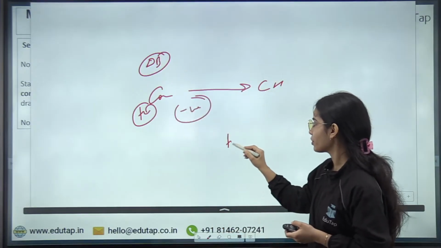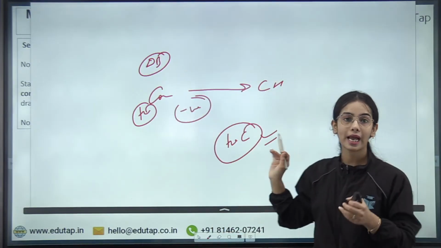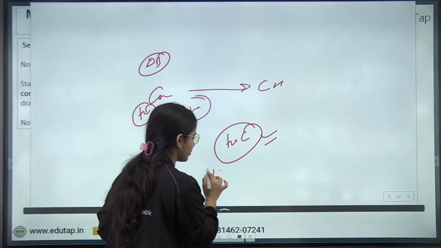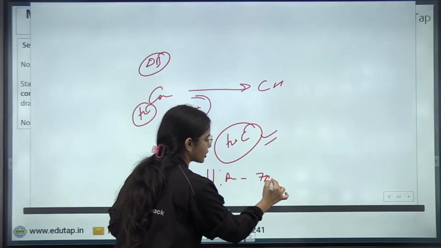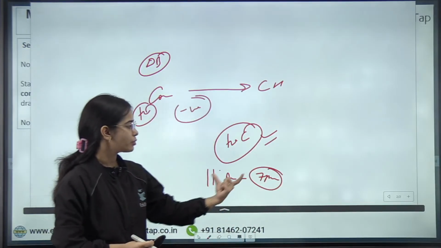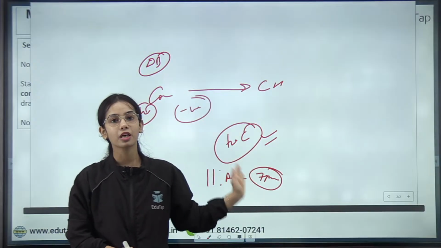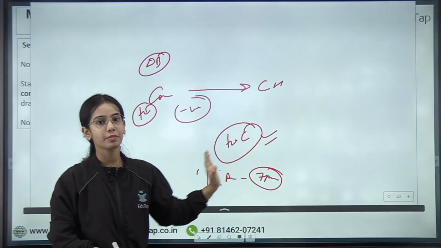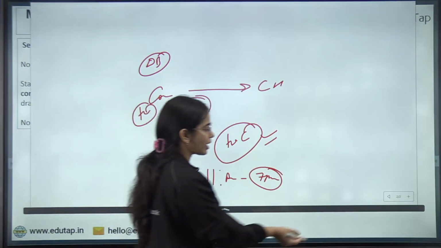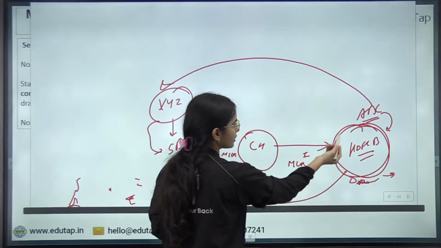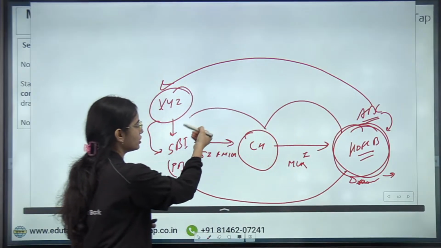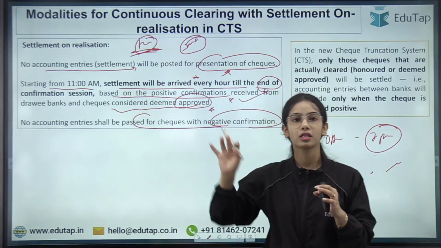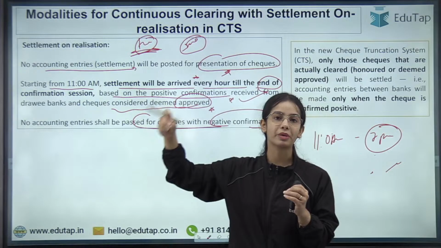If there is positive confirmation, that means the check is honored and the money will be transferred, the money will be settled. So the settlement cycle is from 11 a.m. till the end of the confirmation cycle, that is 7 p.m. From 11 a.m. to 7 p.m., on an hourly basis, the settlement will be done from the drawee bank, and this will be accounted. The settlement will be accounted, that the drawee bank has sent the money for settlement to the presenting bank. Okay, so this is the settlement, where the drawee bank is giving the money to the presenting bank.